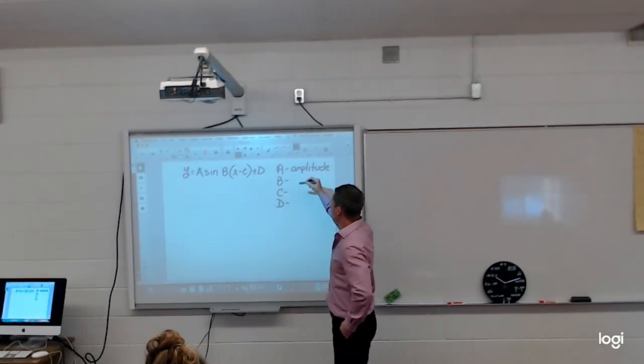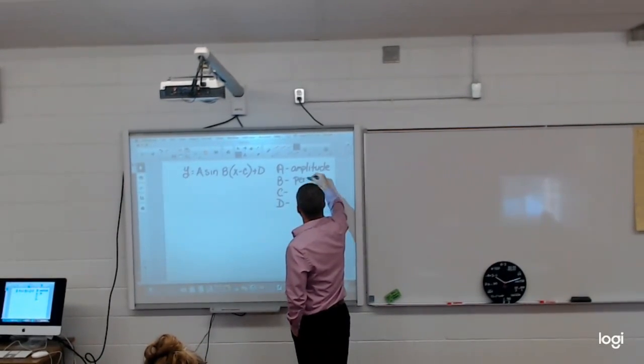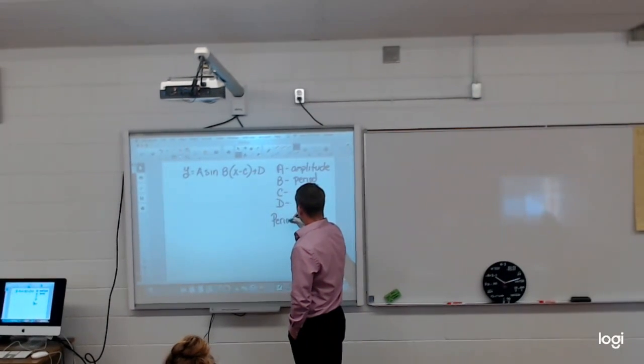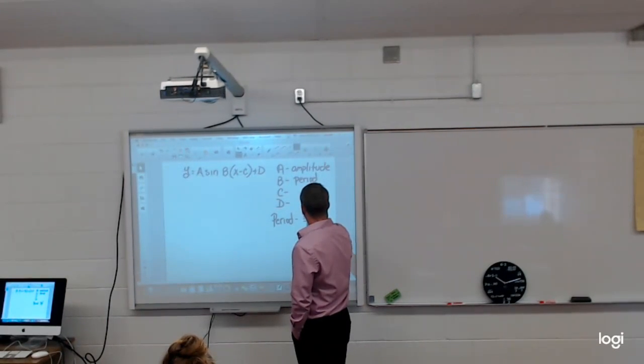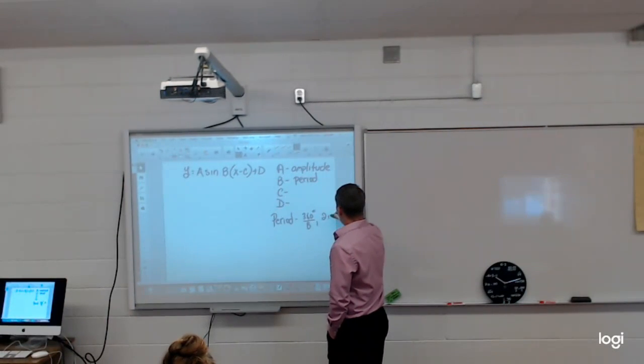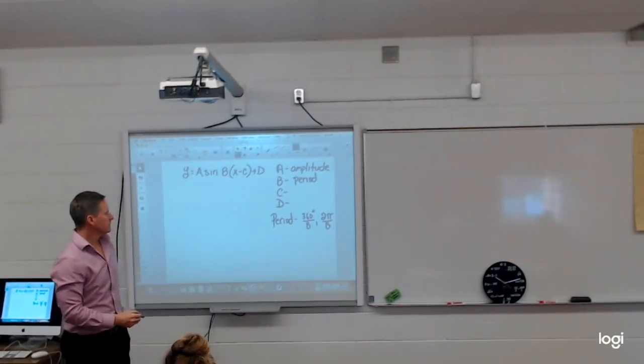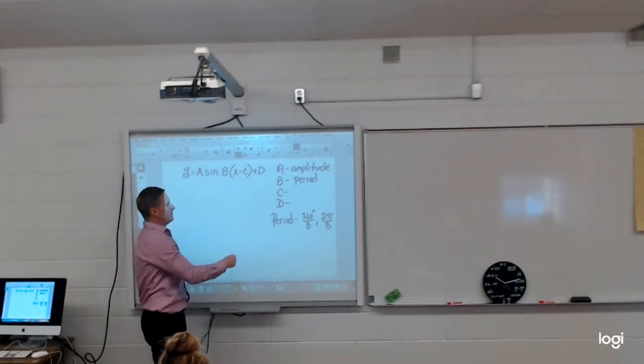The period on the graph. Now it isn't exactly the period, but we calculate the period by taking 360 degrees over that B value, or if we're using radian measure, we take 2 pi over the B value. Okay? So that's where that B value helps.